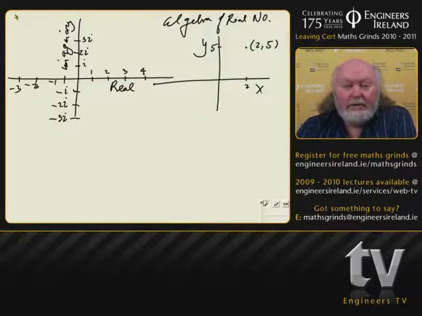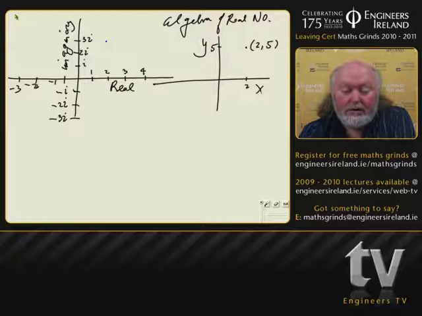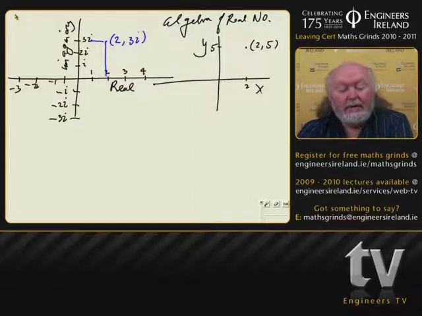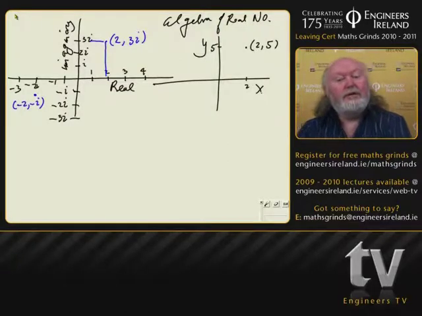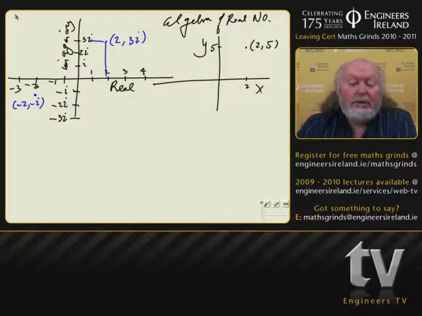So if I have a complex number which is 2 plus 3i, I'd expect it to be here. This one down here, I would expect to be minus 2 minus i. Very straightforward. What else do we need to know?